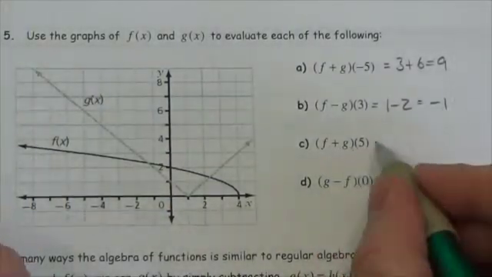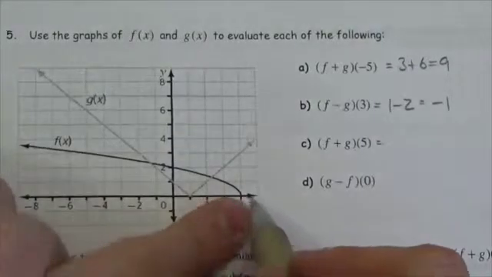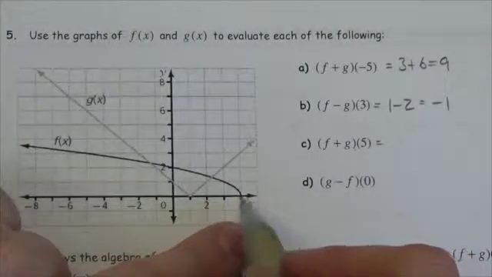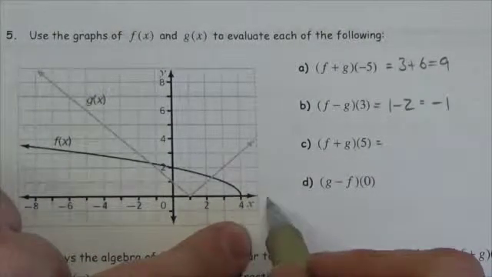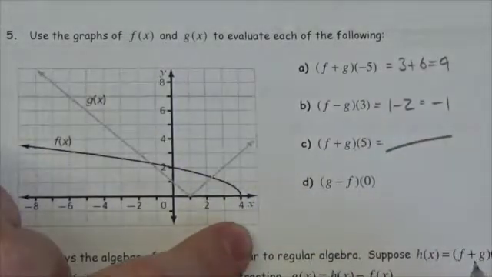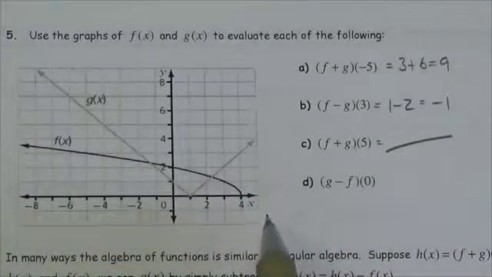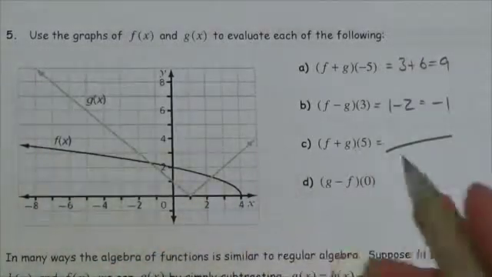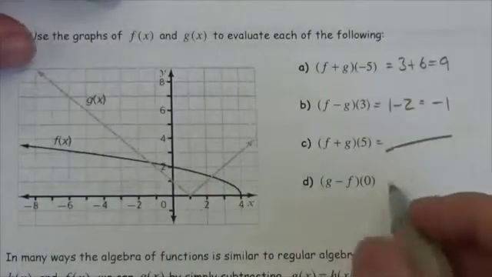F plus g of 5 is going to be f at 5. Well, f doesn't exist out there. F stops at 4. I can't do that question. That's a meaningless question to me because f doesn't even exist out there. I can't add it if it's not there. So, no answer. You just move on.